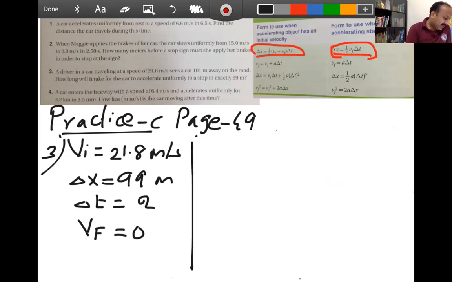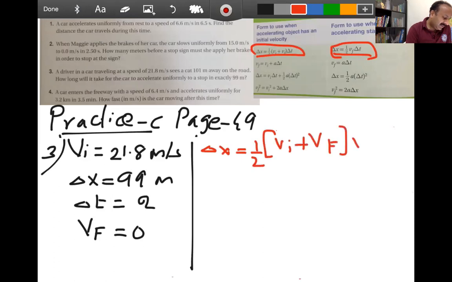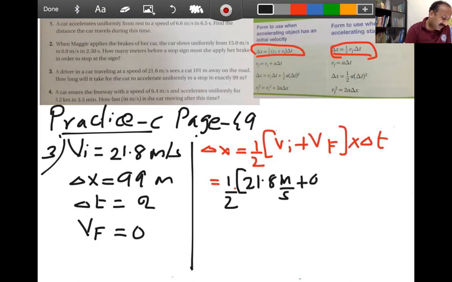So the equation is delta x is equal to half into vi plus vf times delta t. So that is equal to half into your vi is 21.8 meter per second plus your vf is 0 times delta t. It's a very easy question. Delta t you don't know, that's the one you need to find out. And what's the value of delta x? 99 meters.